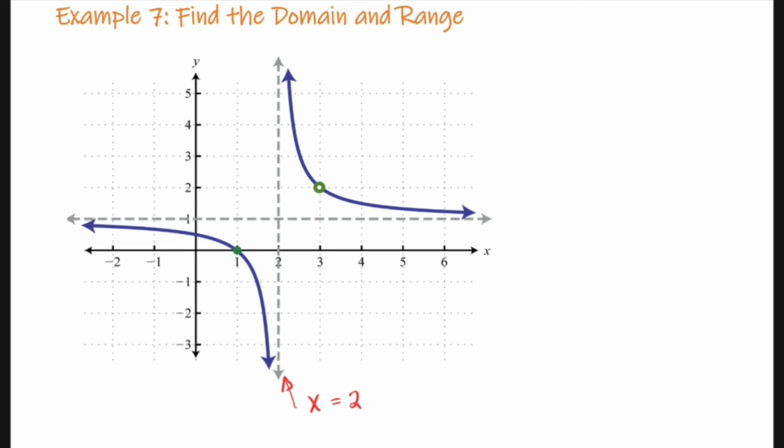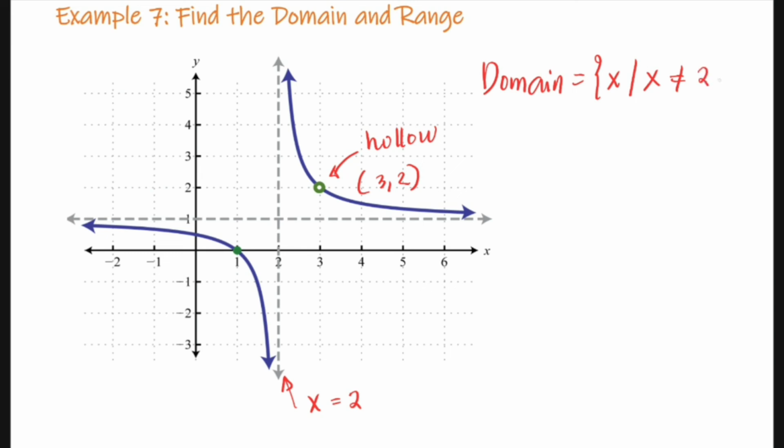Now, if you look closely, there is a hollow point in the graph at 3, 2, which means that the x value, which is 3, will be excluded also in the domain. So our domain would be all values of x such that x is not equal to 2 and x is not equal to 3. Next, for the range, there is a horizontal asymptote, which is y equals 1.